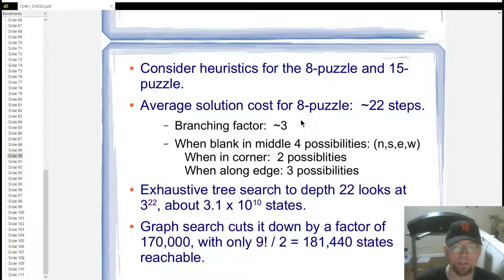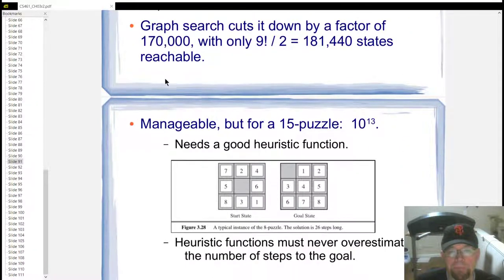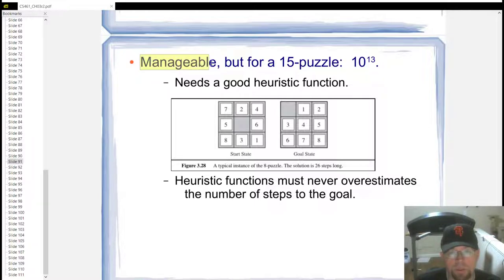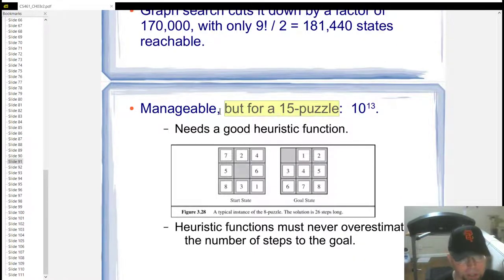It's good enough. The point here is that how you frame the problem can have a dramatic impact on the performance. So you can cut it down by a factor of 170,000, where you've got 9 factorial divided by 2 states, which is 181,440 states that are reachable, okay? So that's manageable. But if you do the math on a 15 puzzle, suddenly it becomes 10 to the 13th power number of states. So it gets much, much bigger, okay?